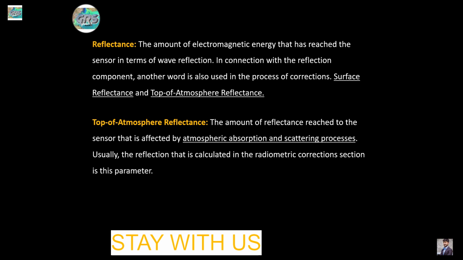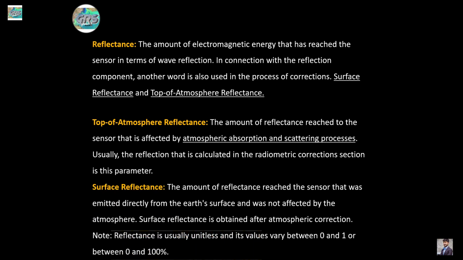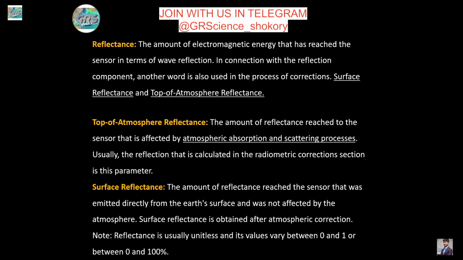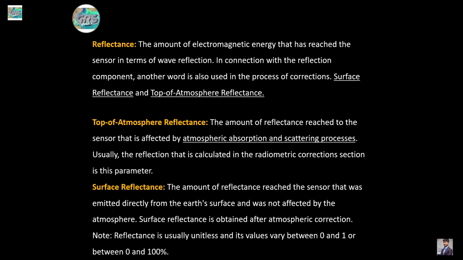The second one is surface reflectance. Surface reflectance means the amount of reflection that reaches the sensor that was emitted directly from the Earth's surface and was not affected by the atmosphere. And also the reflectance is usually between 0 and 1, or 0 to 100 percent.